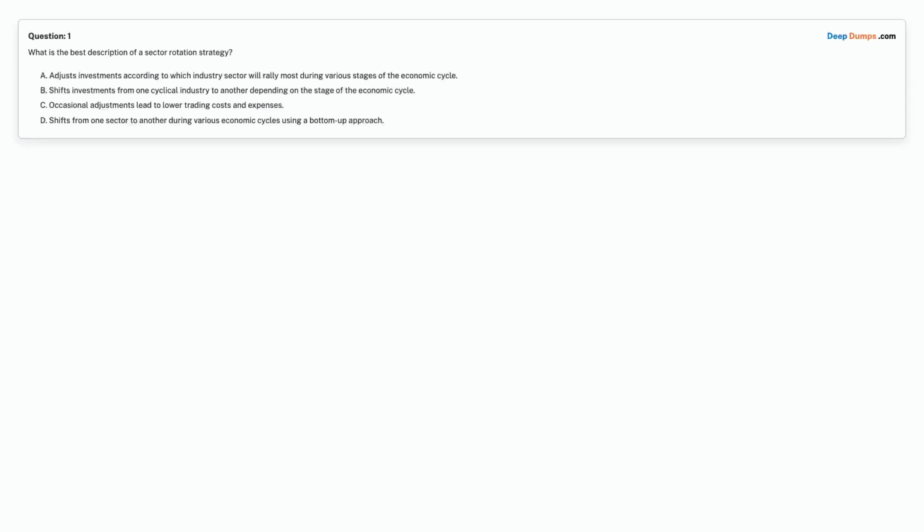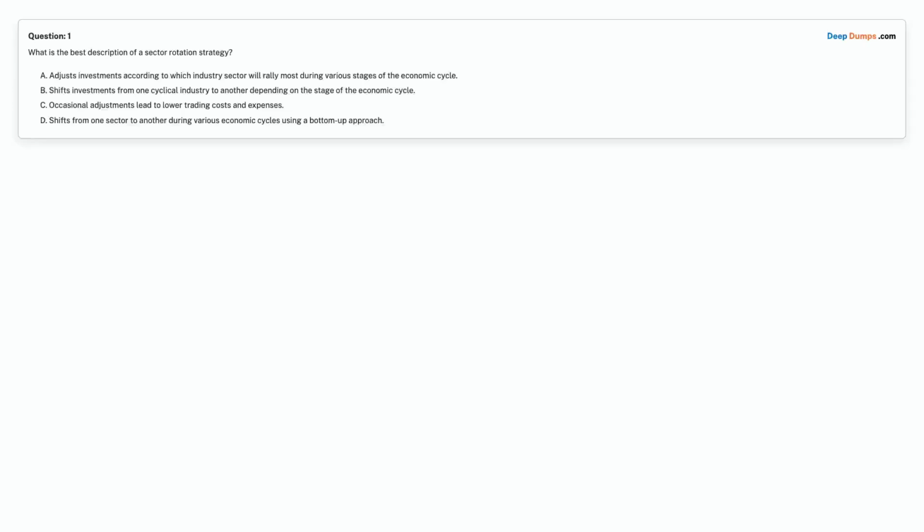Question 1. What is the best description of a sector rotation strategy? Option A. Adjusts investments according to which industry sector will rally most during various stages of the economic cycle. Option B. Shifts investments from one cyclical industry to another depending on the stage of the economic cycle.